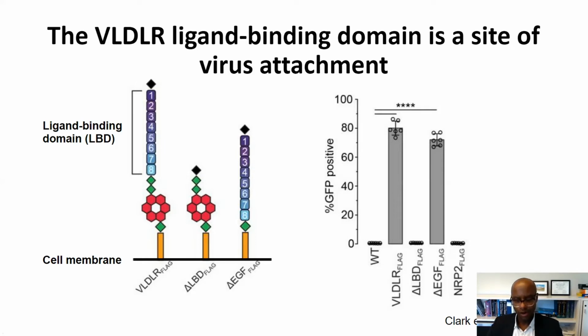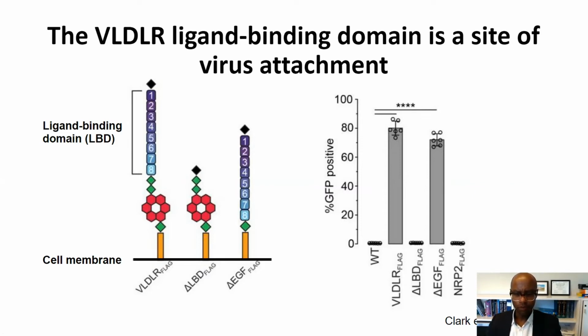The VLDLR ortholog, human ortholog, when expressed in these cells, allowed for robust entry. Once we deleted the ligand binding domain, that's the next column over, we saw loss of entry. When we deleted the EGF-like domain, but not the ligand binding domain, we saw that entry was restored. And the NRP2 flag in this case is a negative control receptor. This is a receptor for Lujo virus, unrelated virus. And so this suggested to us that the virus was actually associating with the ligand binding domain that contains these cysteine-rich LDLR class A repeats.